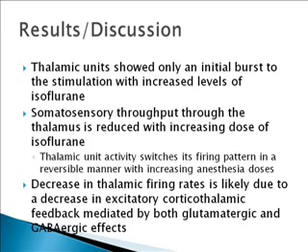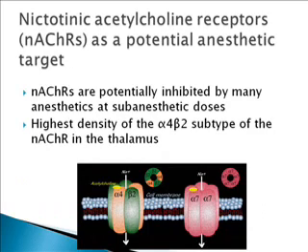Further work by this group suggests that the decrease in thalamic firing rates that occurs at higher anesthetic doses is likely due to a decrease in excitatory corticothalamic feedback mediated by both glutamatergic and GABAergic effects. This suggests that the switch in thalamic unit activity is driven primarily through a reduction in afferent corticothalamic feedback and is not necessarily a direct effect of anesthesia on the thalamic neurons themselves. The cellular mechanism or mechanisms through which a thalamic consciousness switch might work remain unknown.